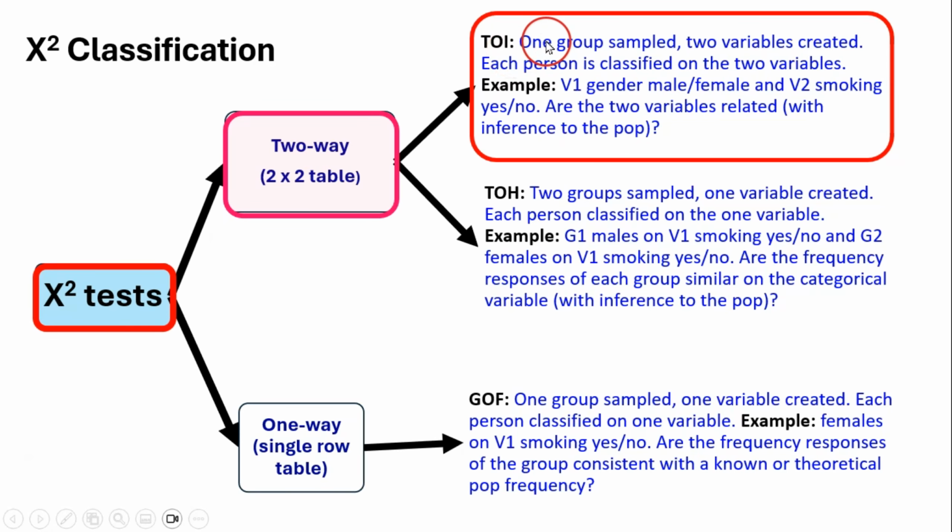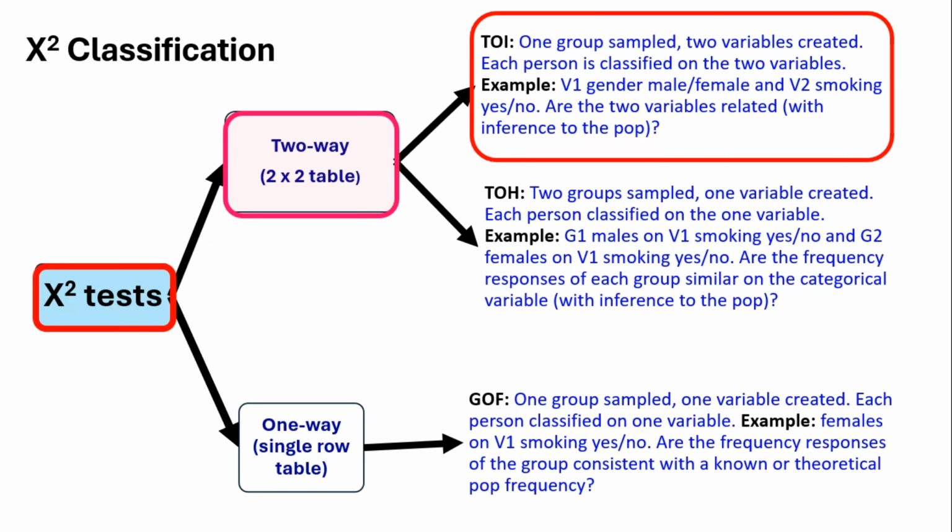In this scenario, one group was sampled and two variables created. Each person is classified on the two variables. For example, variable 1, gender, male, female, and variable 2, smoking, yes, no. Your question is, are the two variables related with inference to the population? In other words, are the two variables related at the population level?